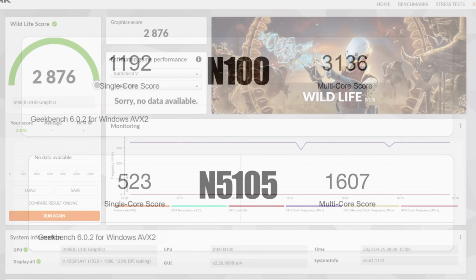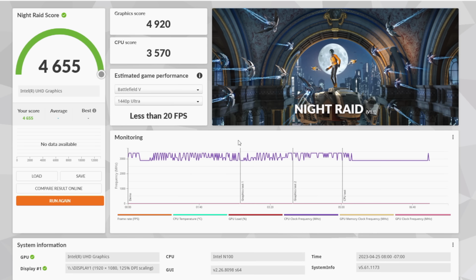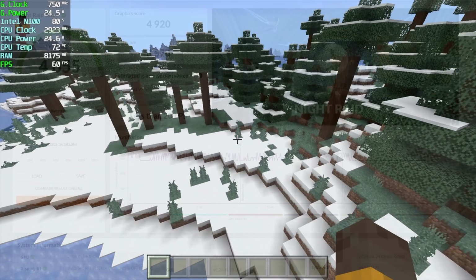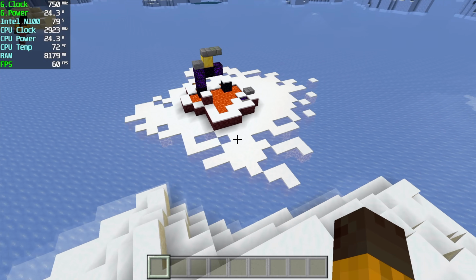Next thing I wanted to take a look at were just some GPU benchmarks, and I know we're not going to go off the scale with this thing, given that we only have 24 EUs here. 3DMark Wild Life, 2,876, and the next one I ran was 3DMark Night Raid with a 4,655. So the GPU benchmarks definitely weren't impressive, and I didn't expect them to be, but I figured we'd go ahead and test out some Windows gaming.